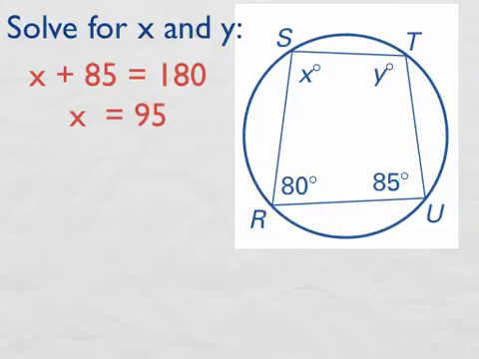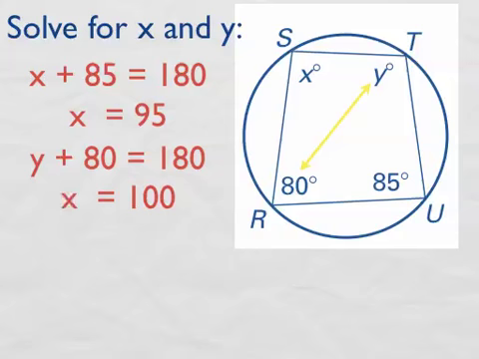I'm going to use the same idea to find the measure of angle y. We know it's opposite angle R, which is 80 degrees. So we can say y plus 80 equals 180. Subtract both sides by 80, and you get y equals 100.